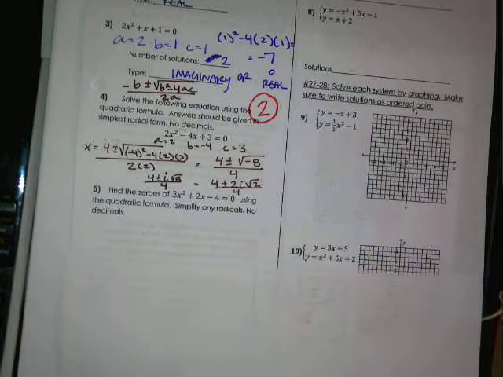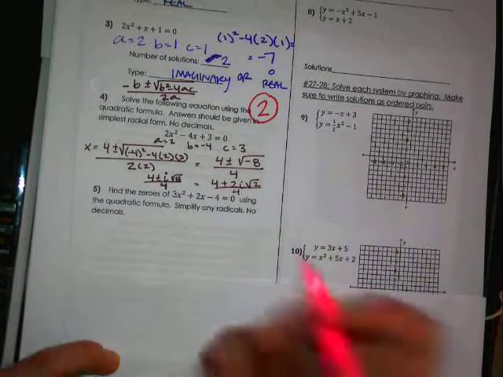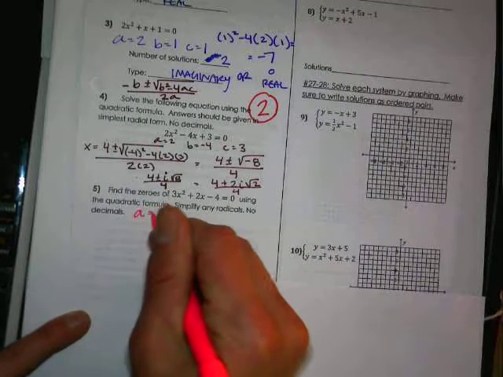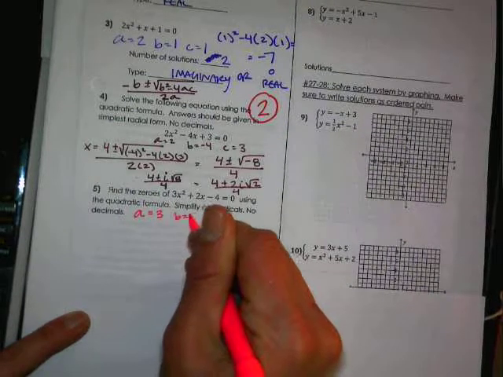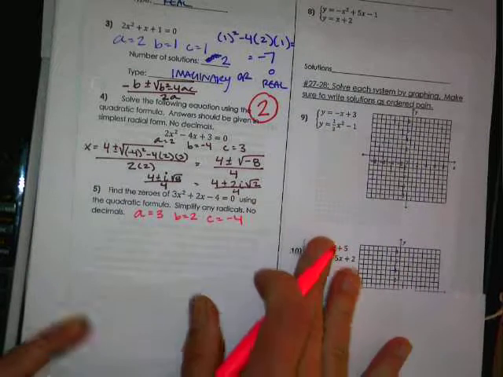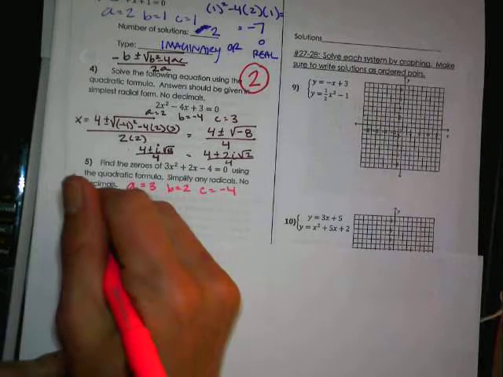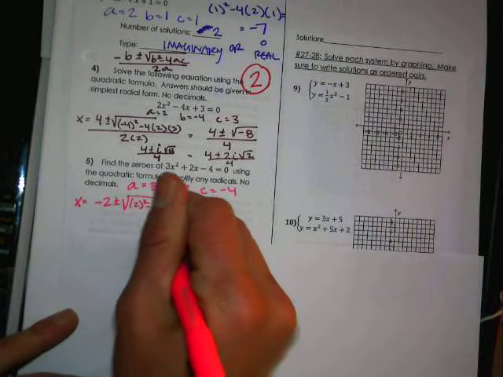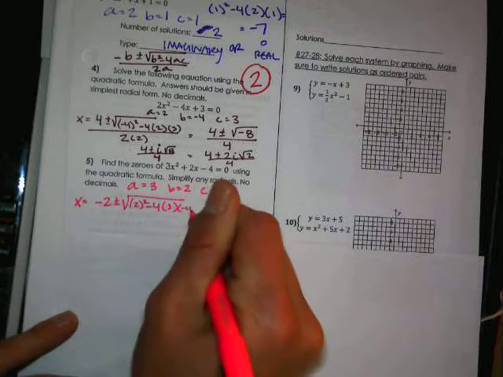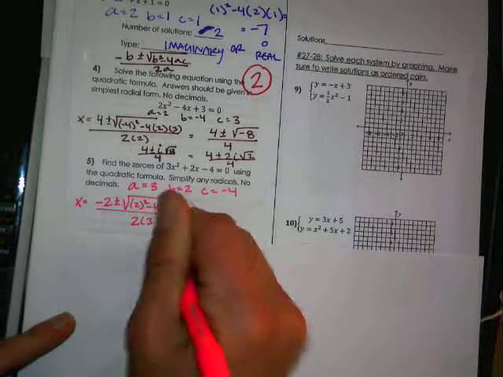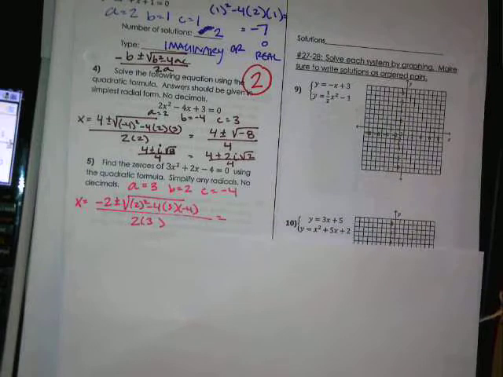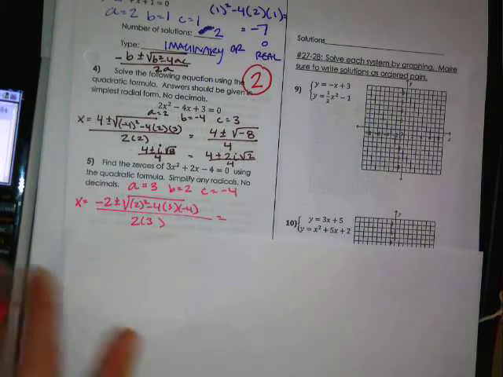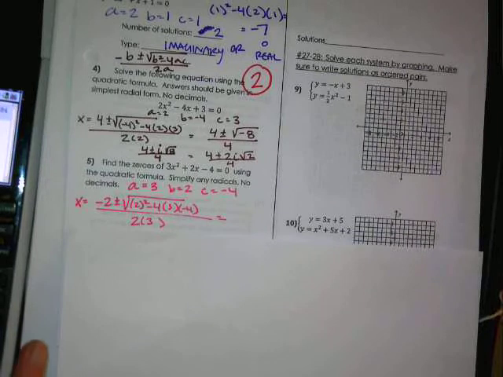Number 5. All right, number 5. A is 3, B is 2, C is negative 4. So negative 2 plus or minus the square root of 2 squared minus 4 times 3 times negative 4, all over 2 times 3. Type everything underneath the root, and you get 52.